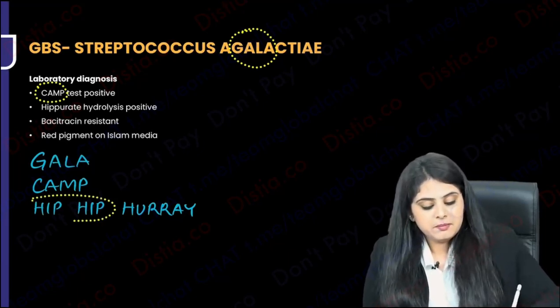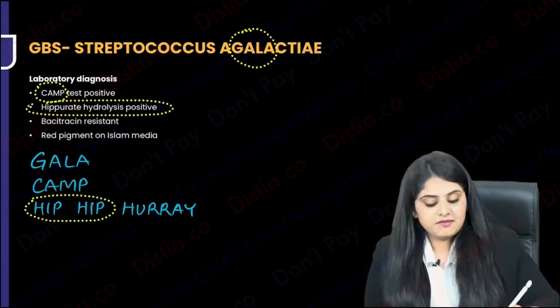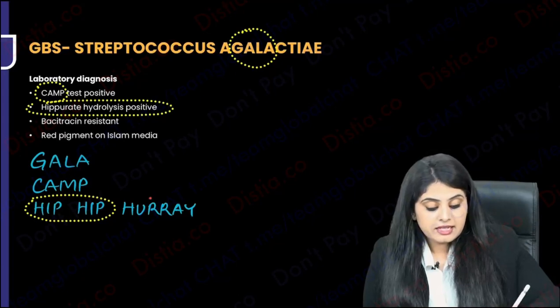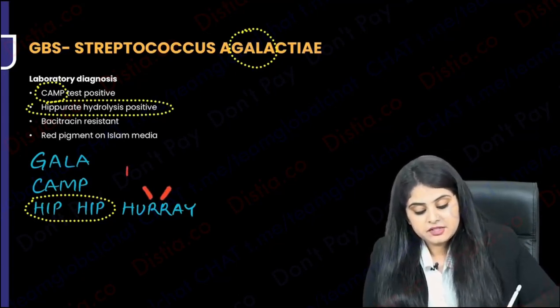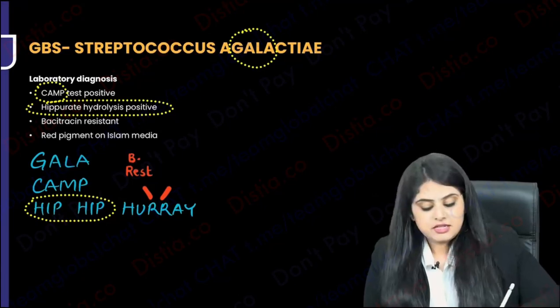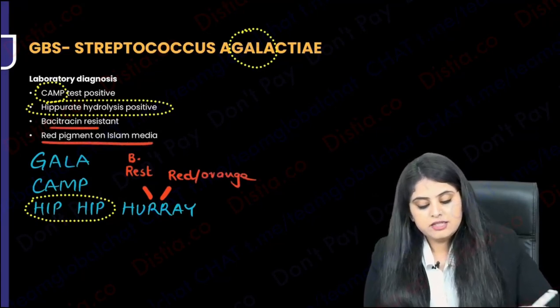When I say hip hip, this means there is going to be hippurate hydrolysis positive. And when I say hip hip hooray, that hooray we always pay emphasis on. It is resistant to bacitracin or sensitive? It is bacitracin resistant. And what color pigment can it have? It can have a red or an orange color pigment. On which media? On the Islam media.